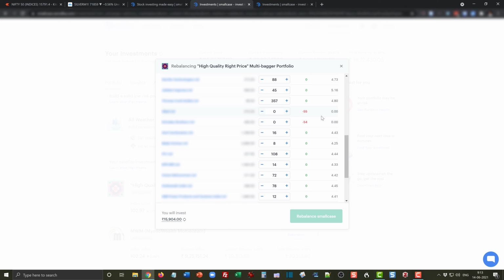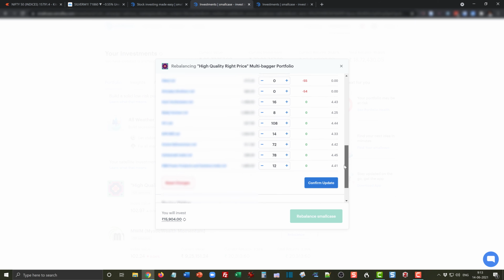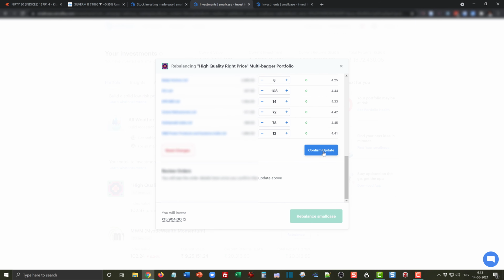I do not want to reveal the whole portfolio because that is against ethical guidelines, and you need to pay to see the portfolio. So once you are done with this, then you can confirm the update. But again, you cannot place AMO orders for small case rebalance because it involves buy and sell orders. So you have to wait for the market to open.